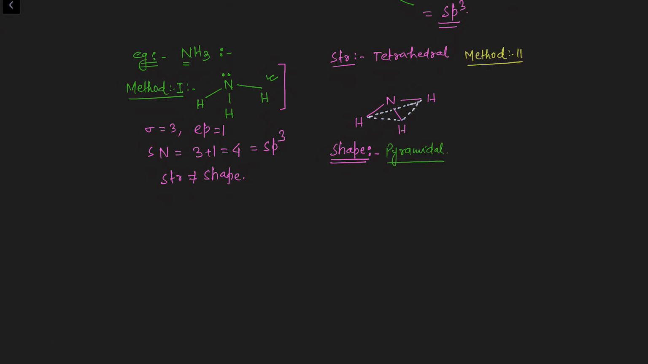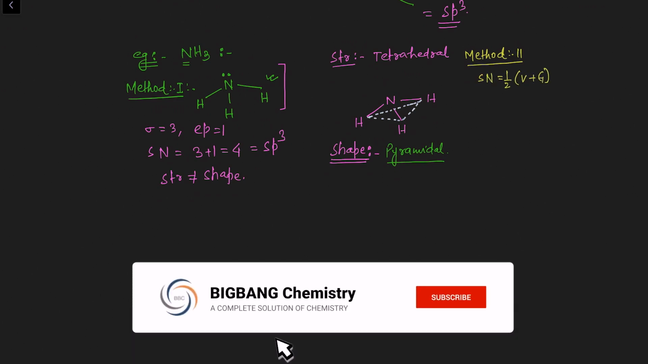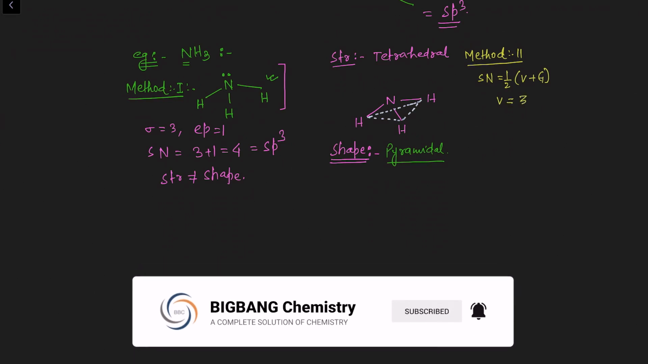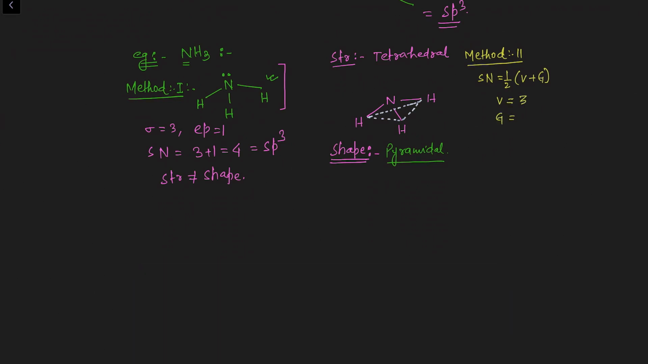Now ammonia is a neutral molecule, so the steric number will be half of V plus G. For ammonia, what is V? Monovalent atoms. Hydrogen is monovalent, 3. What is G? The valence electron of nitrogen, 5. So now the steric number will be half of 3 plus 5, 8 by 2, which is equal to 4. The hybridization is sp3, right?